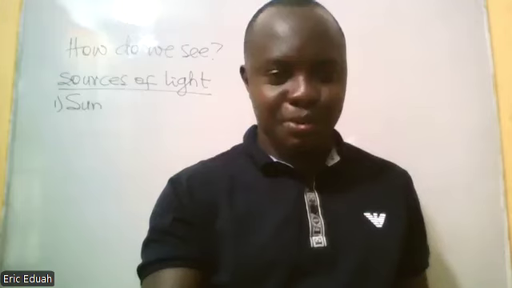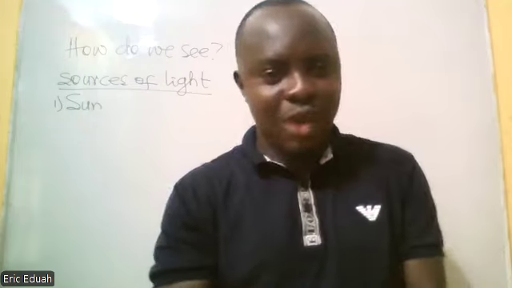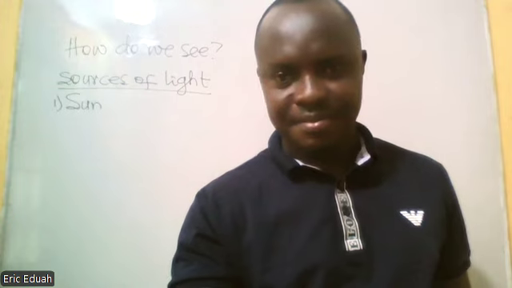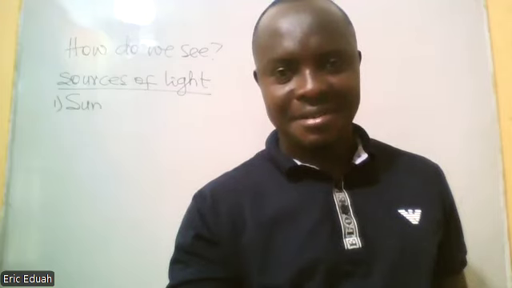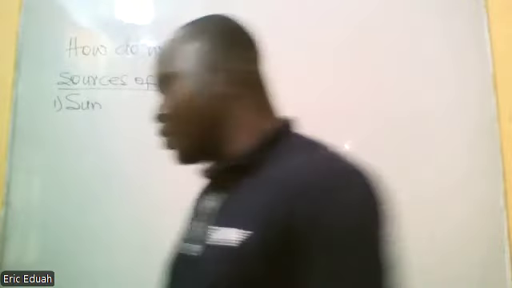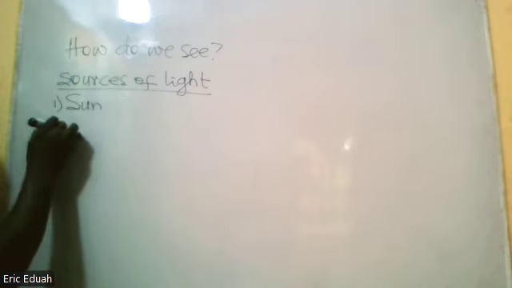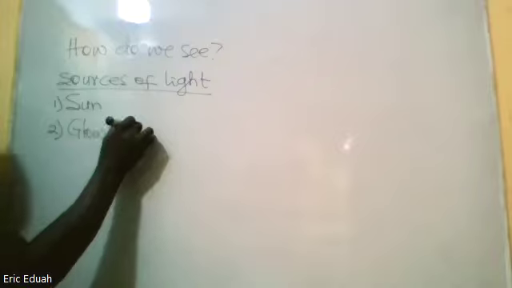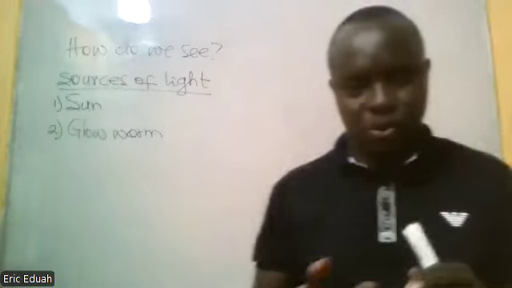Let me call some people. Some people do not talk. Hilda, give us one of the sources of light. A glowworm. Glowworm. Hilda, have you seen a glowworm before? No, please. Okay. All right. Let's talk about sources we know of, then we look at what we don't know.